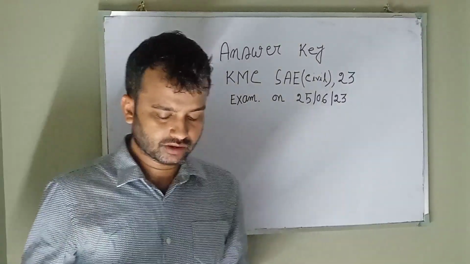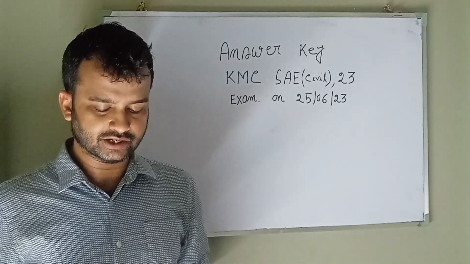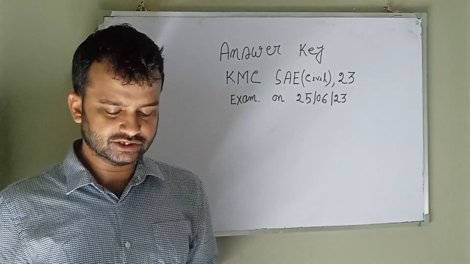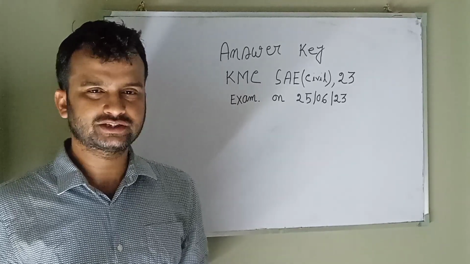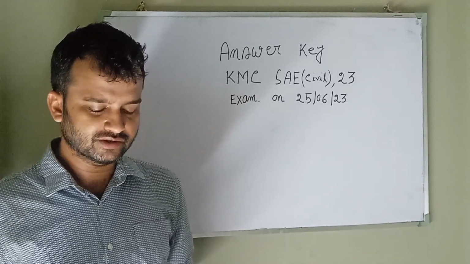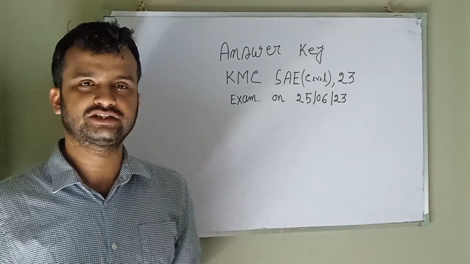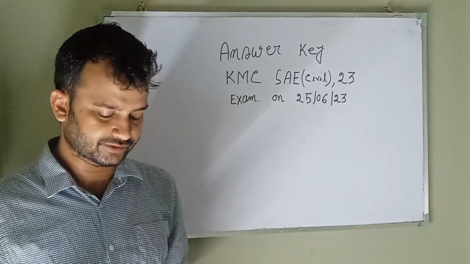Next question, question number 48. The slump test of concrete is used to measure its: option A, consistency, option B, homogeneity, option C, tensile and compressive strength, option D, impact value. This is a very simple question. Everyone knows that the slump test is conducted mainly to know the workability, that is the consistency level of the concrete. So the correct answer is option A, consistency.